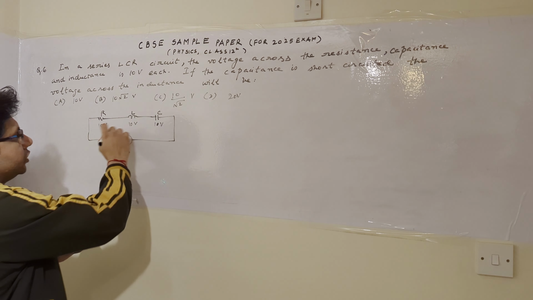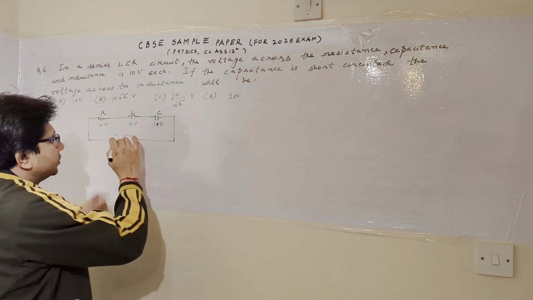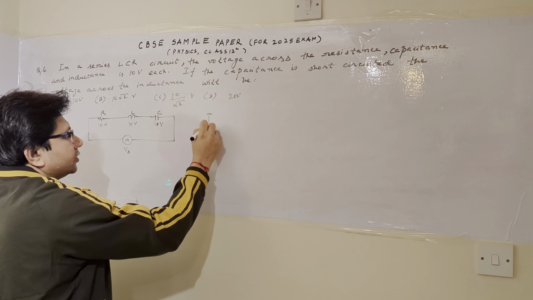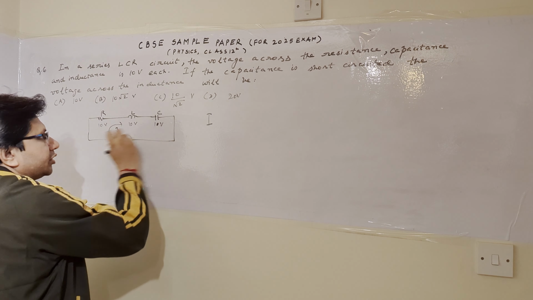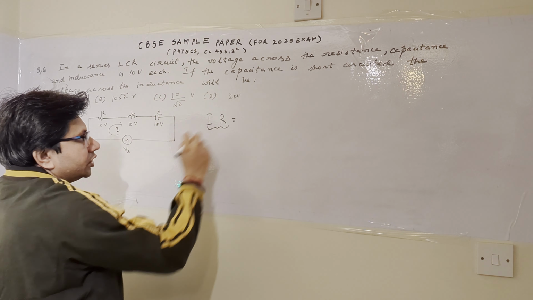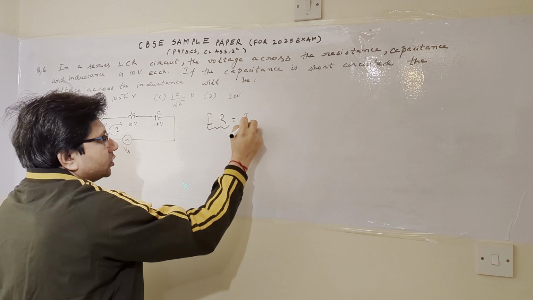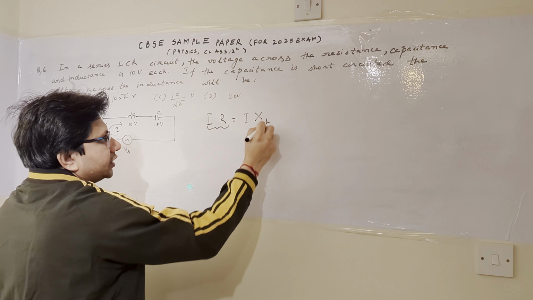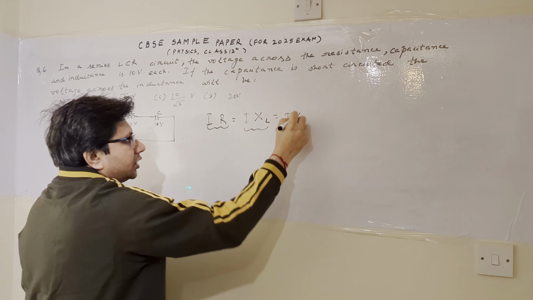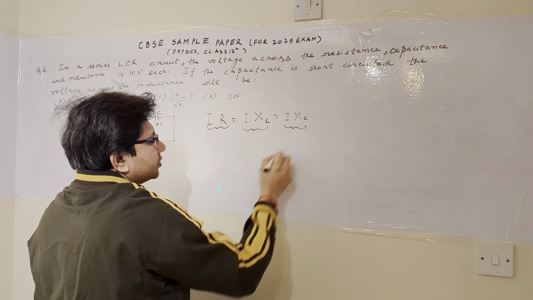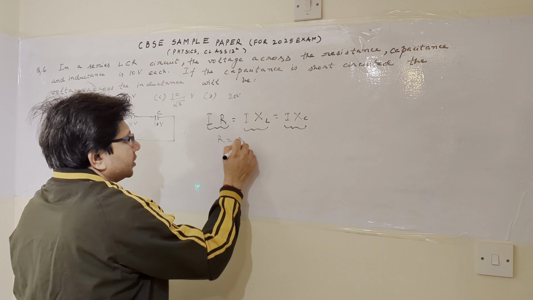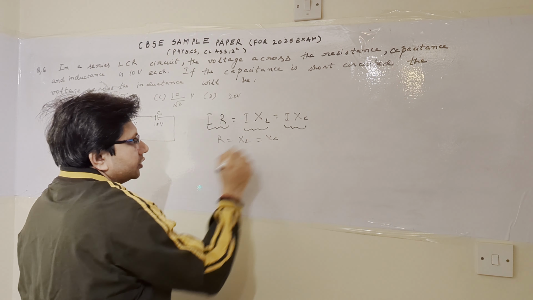Now, according to this condition, if the voltages are same, then we can say that the series current, which is same in all the components, multiplied by resistance, which is the voltage across the resistor, is equal to the current multiplied by the inductive reactance, which is the voltage across the inductor, is equal to the current multiplied by the capacitive reactance. So all the voltages are same, or we can say that R equals XL equals XC.